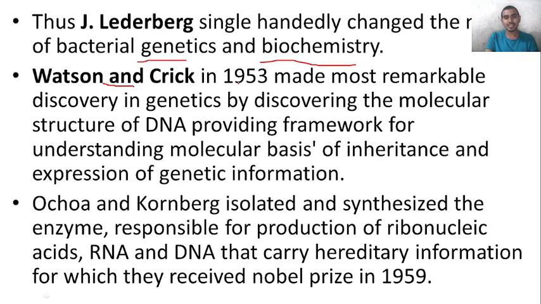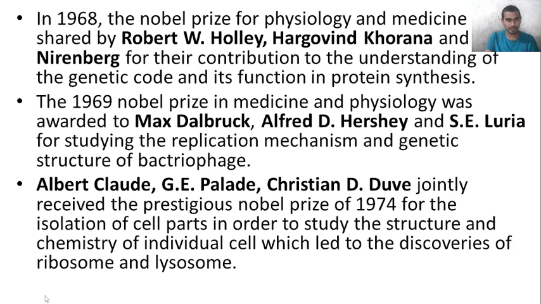Watson and Crick in 1953 made the most remarkable discovery in genetics by discovering the molecular structure of DNA, providing a framework for understanding the molecular basis of inheritance and expression of genetic information. Ochoa and Kornberg isolated and synthesized the enzymes responsible for the production of ribonucleic acids, RNAs, and DNA that carry hereditary information, for which they received the Nobel Prize in 1959. In 1968, the Nobel Prize for Physiology and Medicine was shared by Holley, Har Gobind Khorana, and Nirenberg for their contribution to the understanding of the genetic code and its function in protein synthesis.